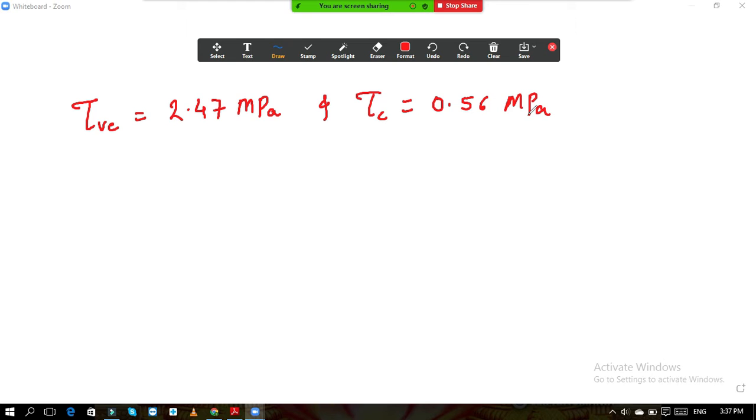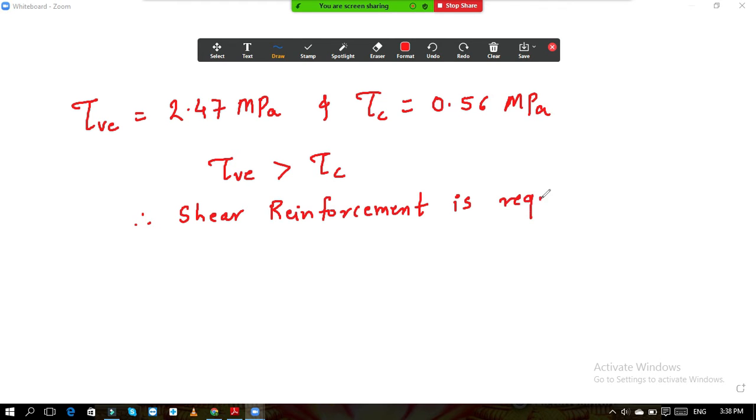Now what is our next step? Our next step is here, if we see, your tau v value is greater than tau c. So what does it imply? It states that shear reinforcement is required. Okay, so here the shear reinforcement is required.